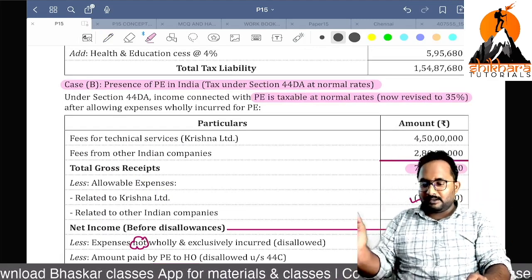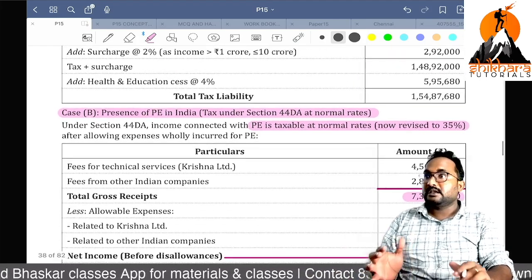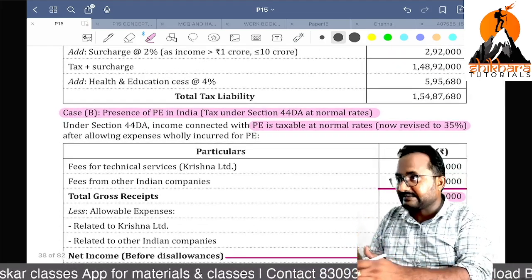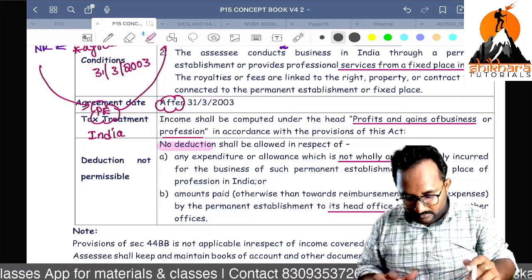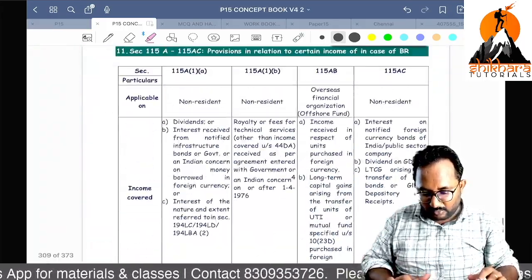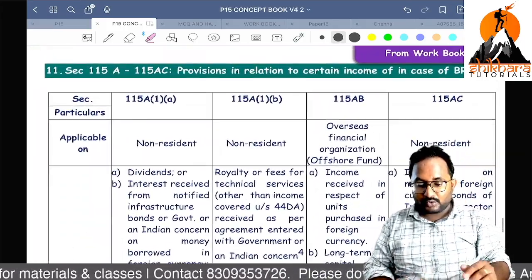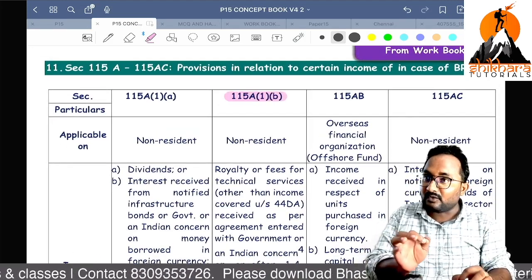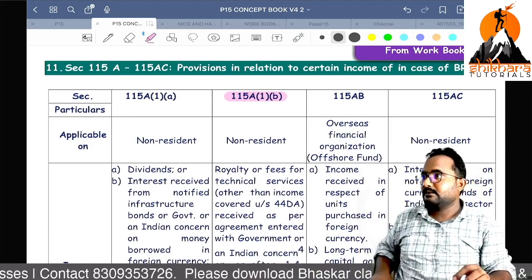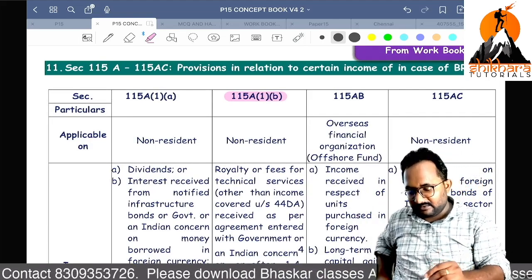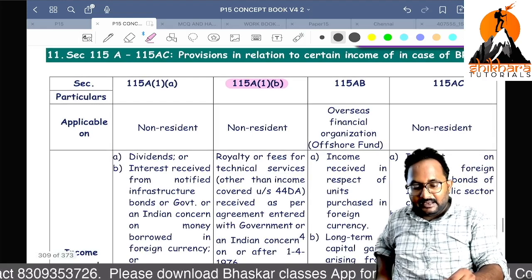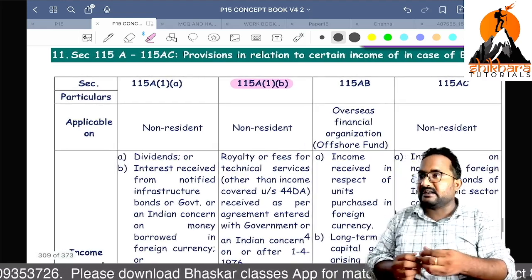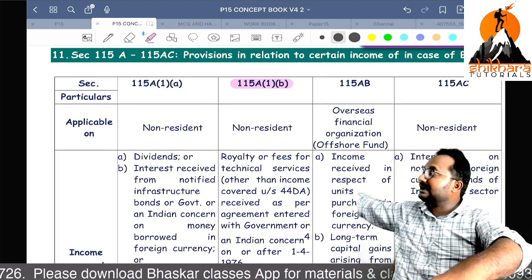Now, I want to tell you, if there is no PE, what is the tax treatment? Shall we start? Give me permission for 5 more minutes. Now, I want to talk about 115A subsection 1 clause B. Please listen. It is applicable for whom? Non-resident. Remember, certain incomes of a non-resident.